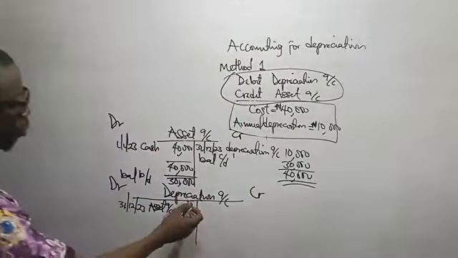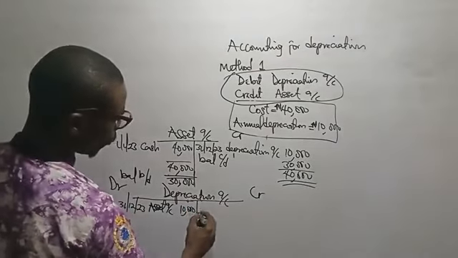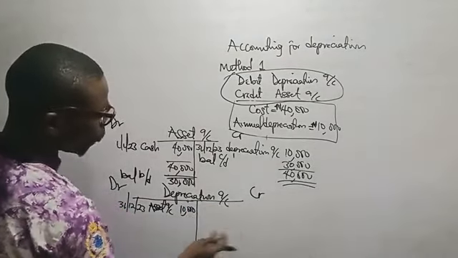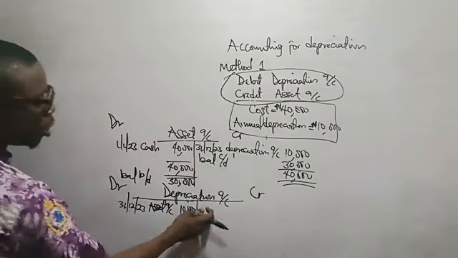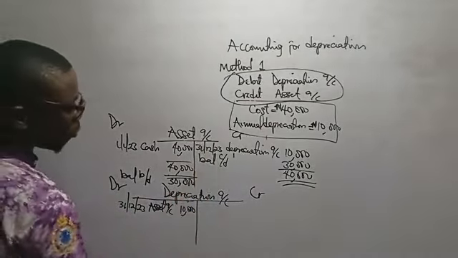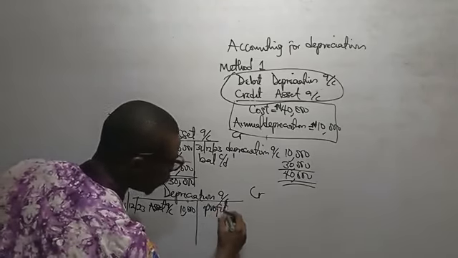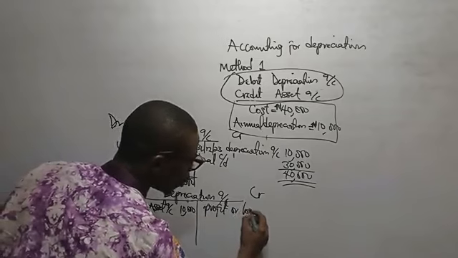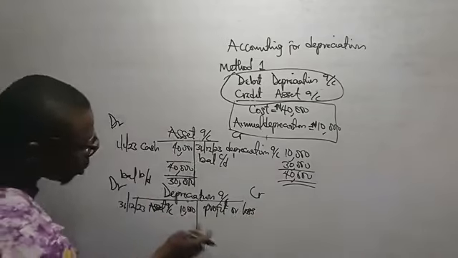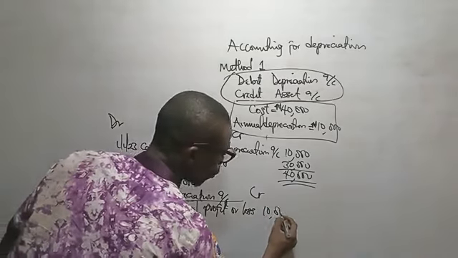So this depreciation will be taken to your statement of profit or loss account. That means it will be your annual depreciation in your statement of profit or loss account. So take this to profit or loss. How much will you take? That's 10,000.